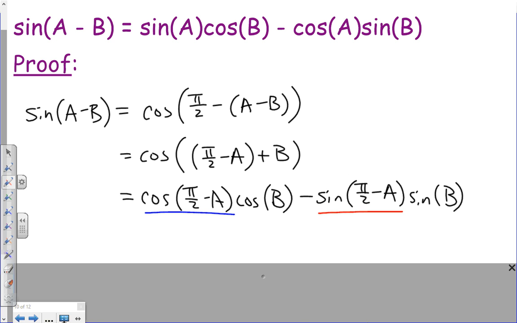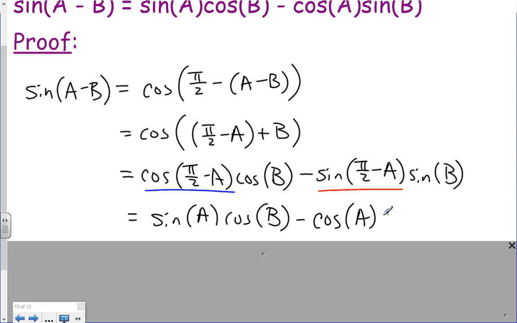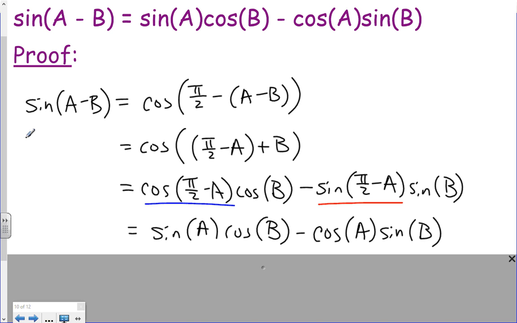Okay, so let's rewrite it that way. So instead of the cosine of pi over 2 minus A, this is the sine of A times the cosine of B, and then minus, instead of the sine of pi over 2 minus A, it's going to be the cosine of A times the sine of B. And actually, right there we go. There's our property that we are trying to prove. Sine of A times cosine of B minus the cosine of A times the sine of B.